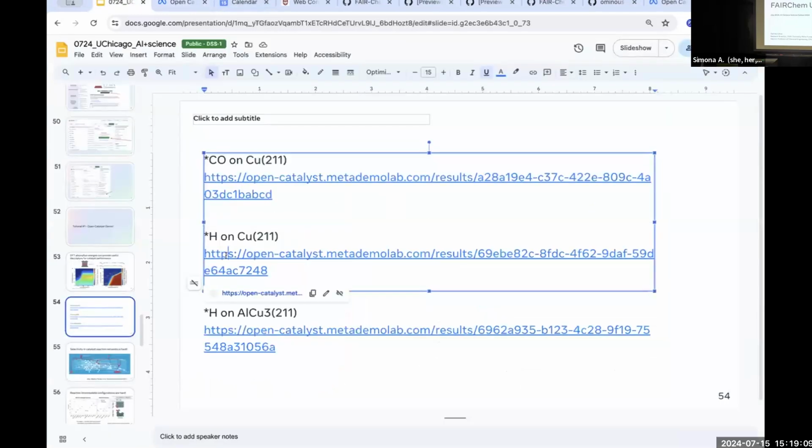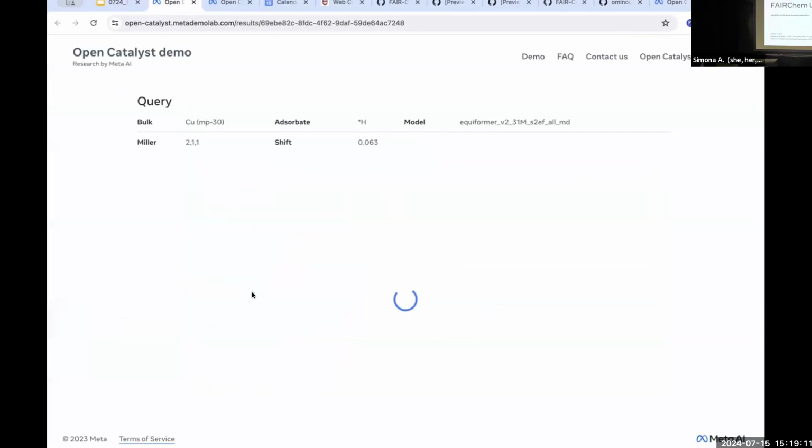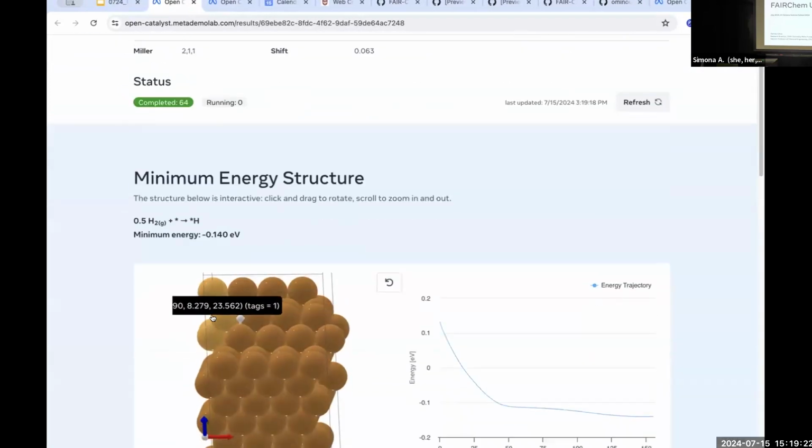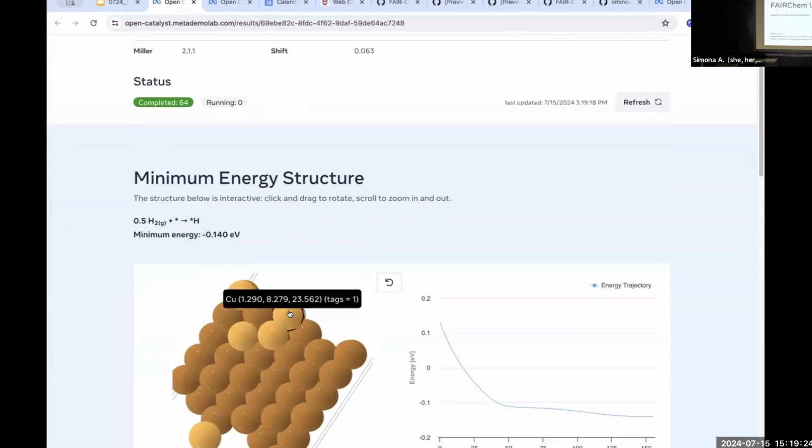If I do the same thing with hydrogen, just to convince you that these numbers are not always minus 0.7. So this one should also pop up. This one's minus 0.1. That's also pretty close to where it should be. Basically, it's saying that hydrogen binds a lot weaker than CO. So far, so good? Okay.